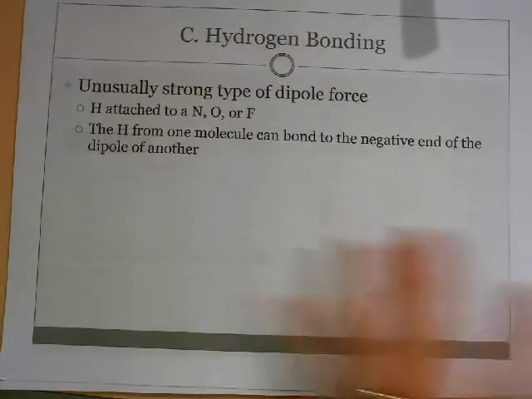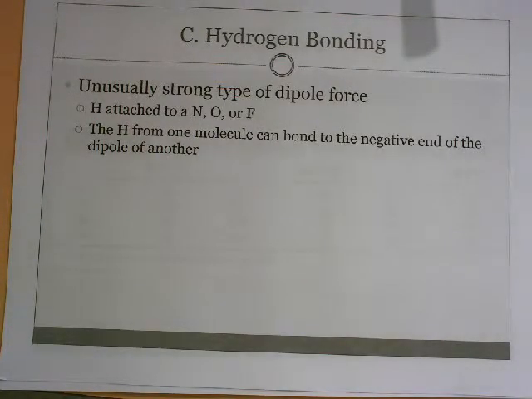Alright, hydrogen bonding. This is every biologist's favorite type of force. If you didn't have a favorite before, this one should be your favorite. Because this is the main type of bonding that occurs in all biological systems, hydrogen bonding.